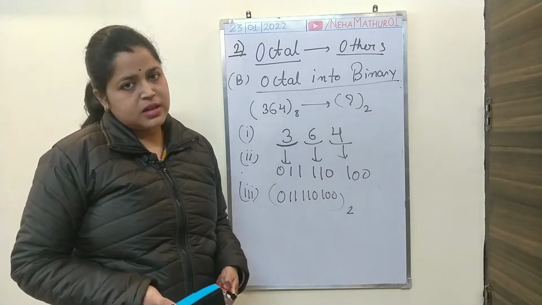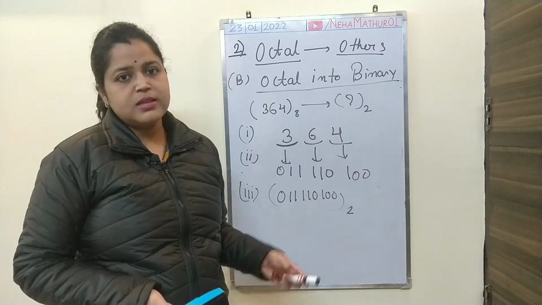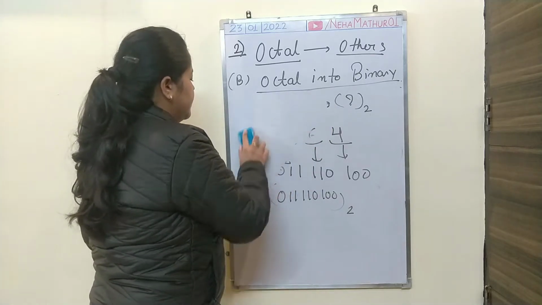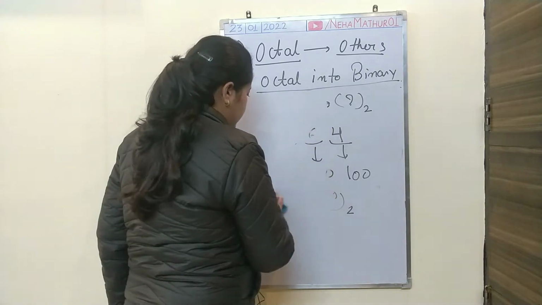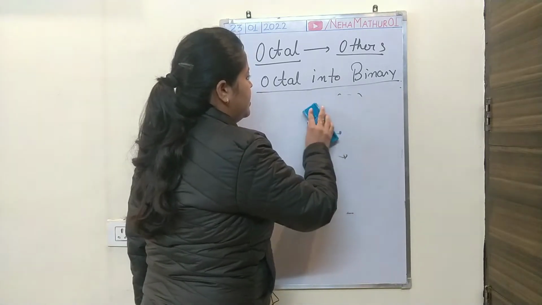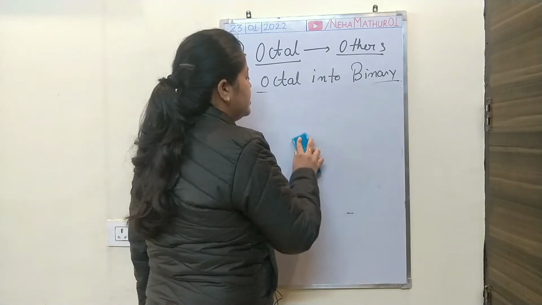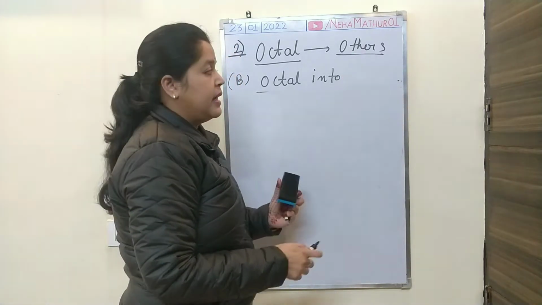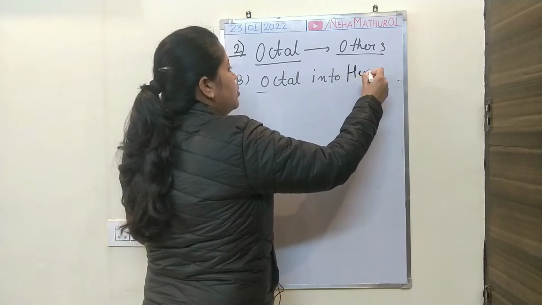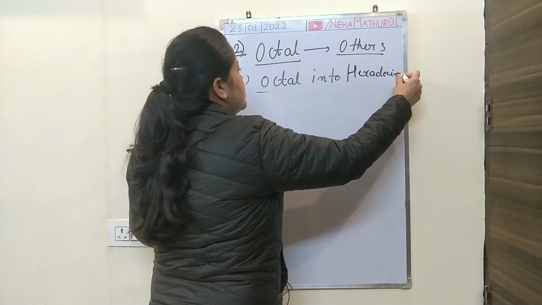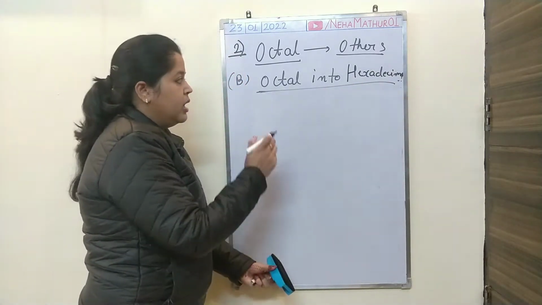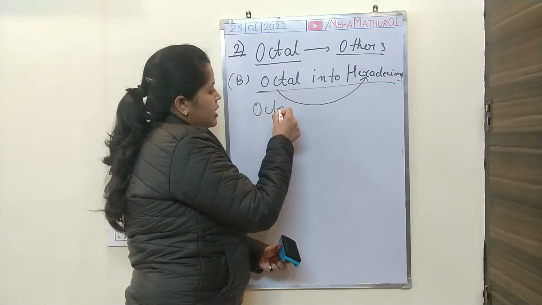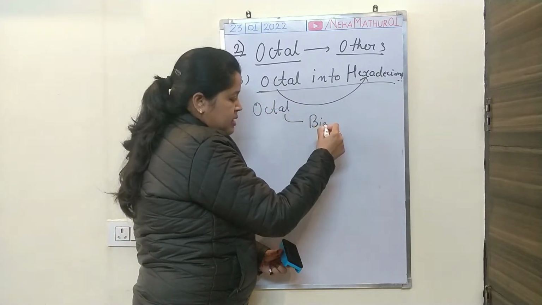Now the next and the last conversion of octal into others is octal to hexadecimal. So now I am taking another example. Octal to hexadecimal conversion is a little bit difficult, because it is not possible to convert an octal number directly into hexadecimal. For that you will have to take help of two conversions. What I am trying to say is, for the conversion of octal into hexadecimal, firstly you will have to convert that octal number into the binary number system.